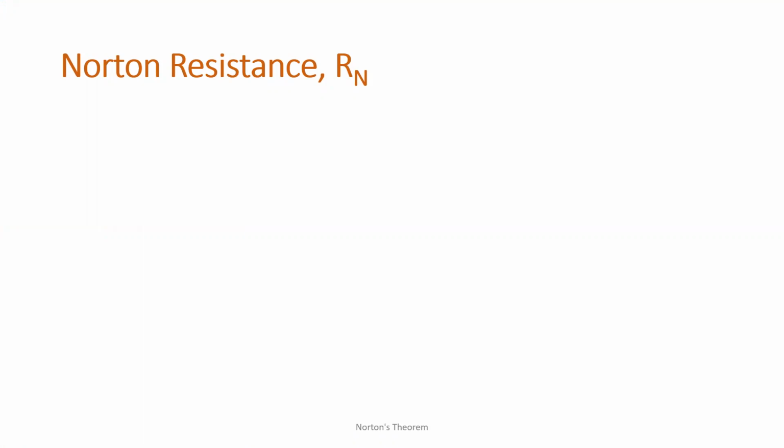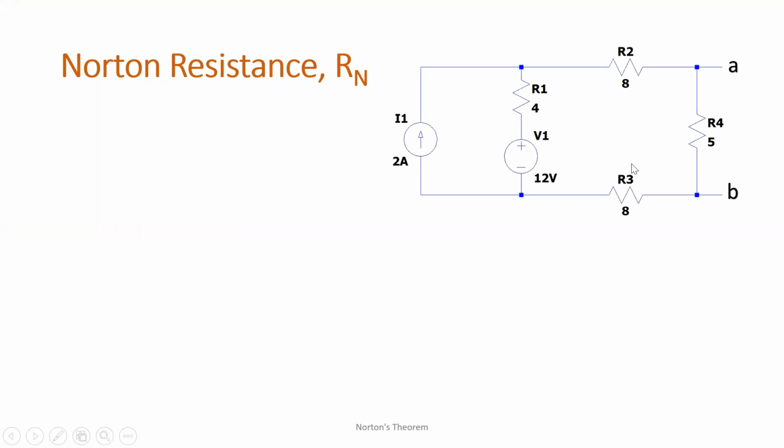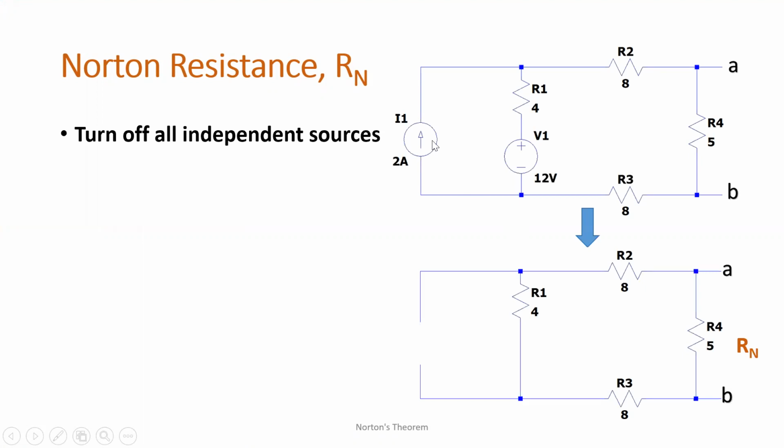Our mission is to solve for the Norton resistance and Norton current. Let's solve for R sub N first. We have the circuit, right? In solving for the resistance, we need to turn off all the independent sources. So we have the 2 ampere source open and our voltage source shorted. Then measure the resistance at points A and B, as if you tap your DMM there.